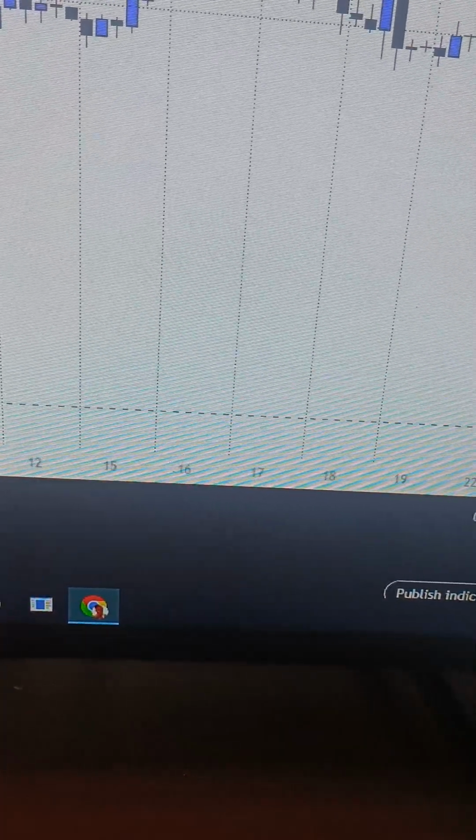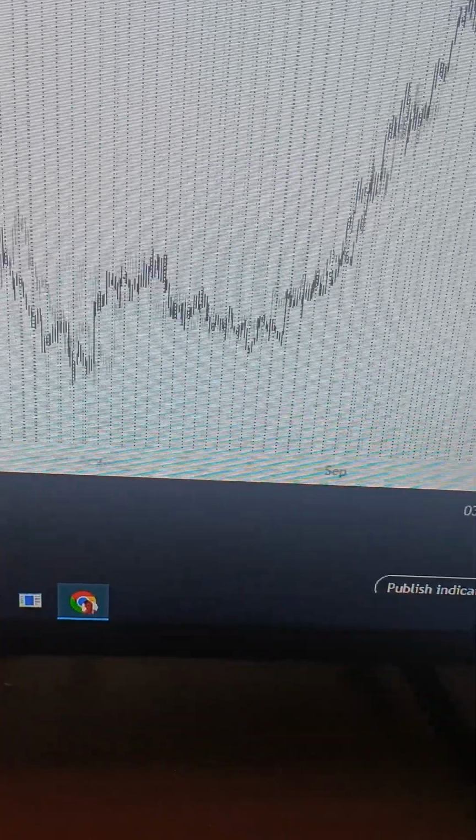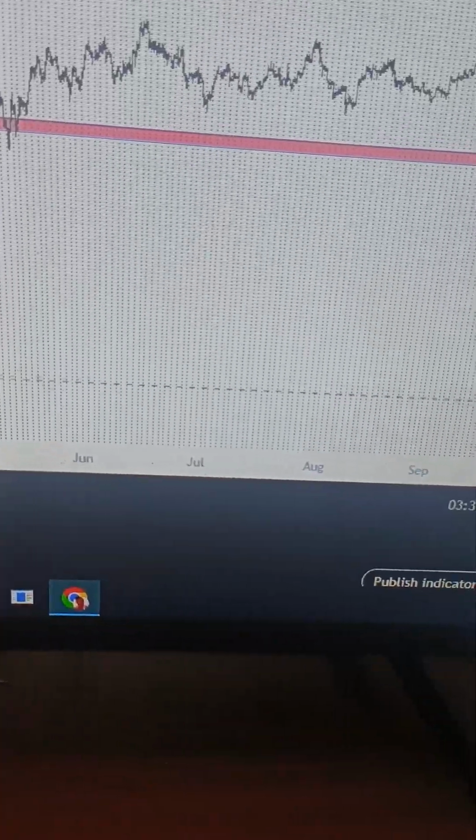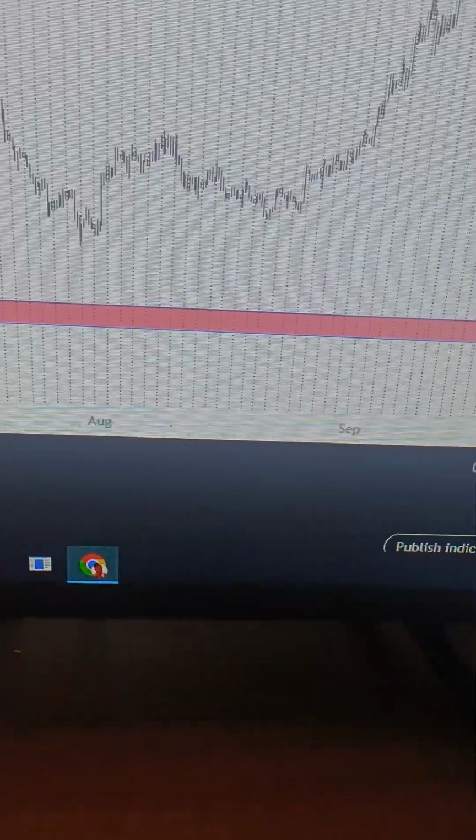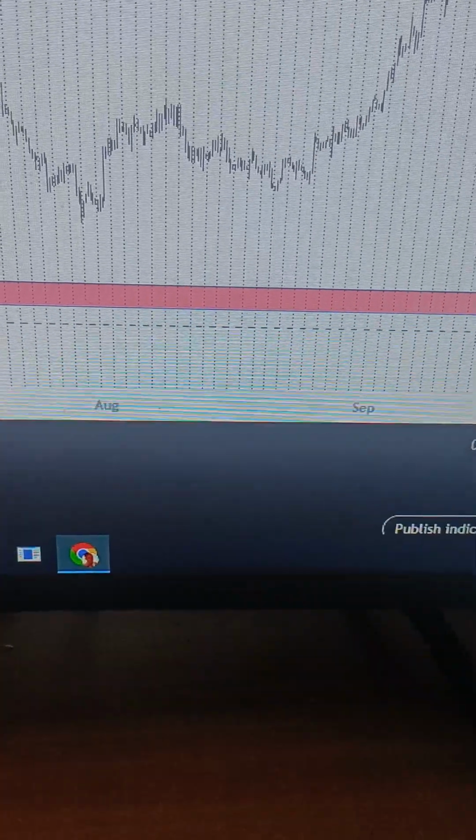So in 4 hours, you are just waiting. You are waiting for the market to come to your area. The same procedure that you used, you checked with.